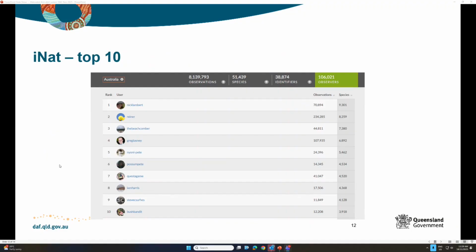Quick plug for iNaturalist. I think it was a privately designed system, and it was genius. They have incentivized people to look for all animals and plants and fungi, anything. It doesn't have to be invasive, it can be anything. And they produced this top 500 leaderboard. I've just got a screenshot of the top 10. So it effectively incentivizes, and it turns it into a competition.